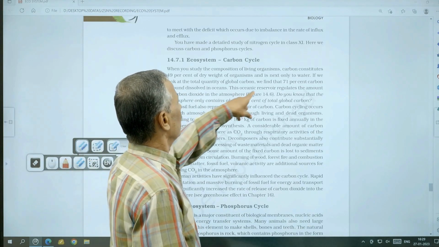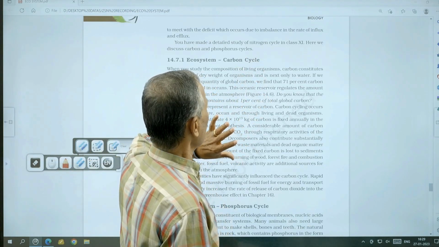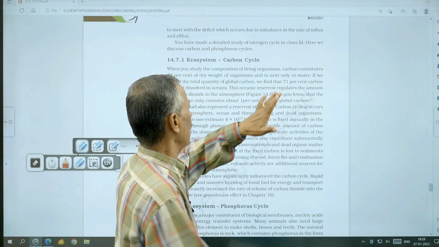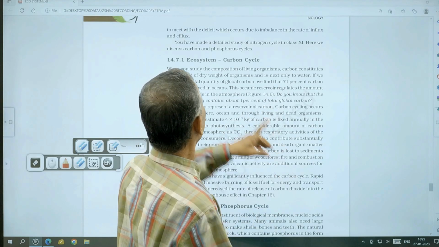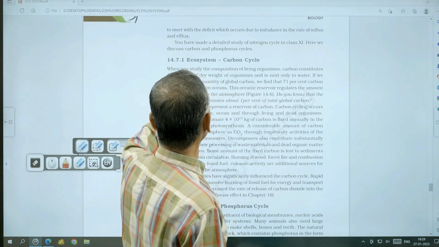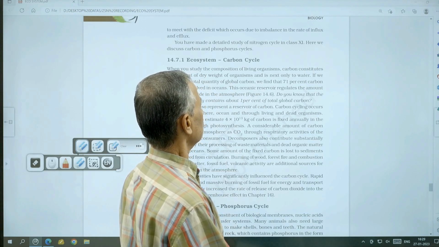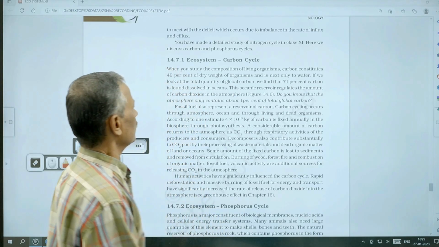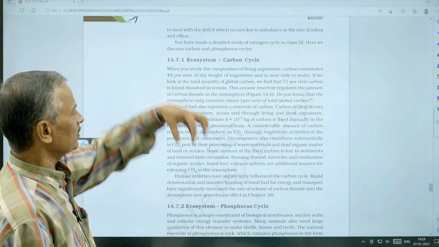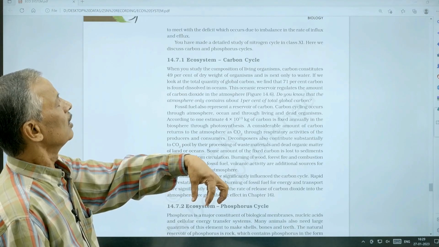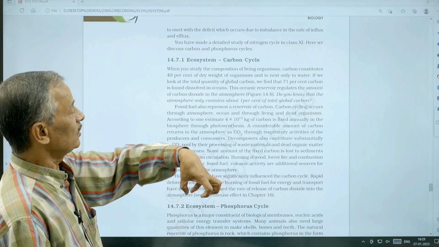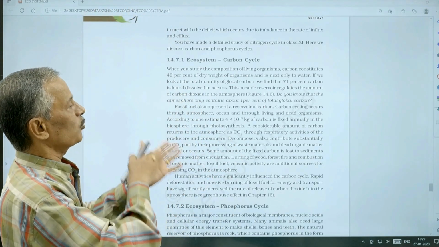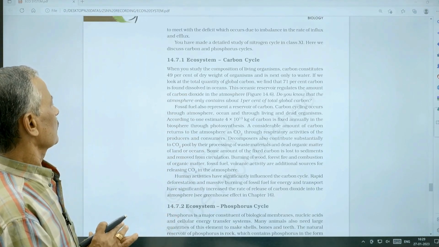We know that atmosphere is having carbon dioxide from where plants are taking, but atmosphere is containing only 1% of the total global carbon. Okay, 71% of the carbon is dissolved in ocean. This ocean reservoir regulates the amount of carbon dioxide in the atmosphere. If there is excess carbon dioxide, that will get dissolved in water of the sea, and if there is a deficit, it escapes out from the sea. Thus, there is a constant exchange between atmosphere and sea water.